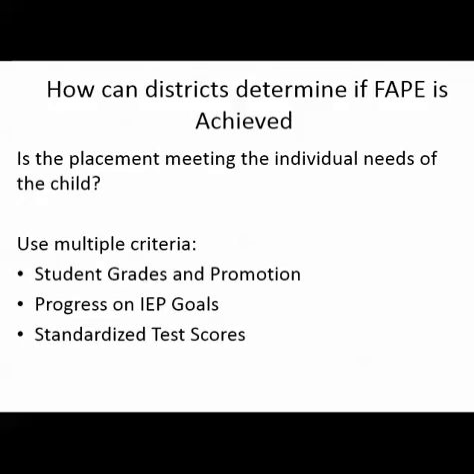While grades and promotion from grade to grade are common indicators of progress, they do not automatically render a child's educational program appropriate. According to the Rowley decision, each case has to be analyzed individually. So therefore, student grades and grade promotion are subject to scrutiny as measures of progress, but they can still be used as part of it. They can't be the only determination.